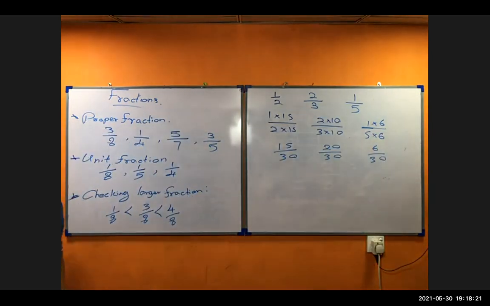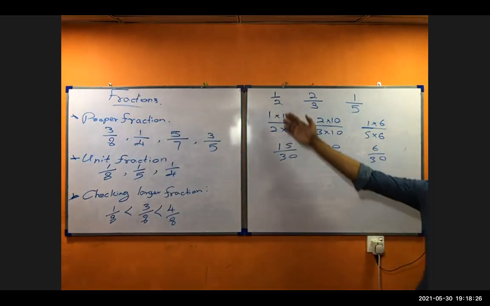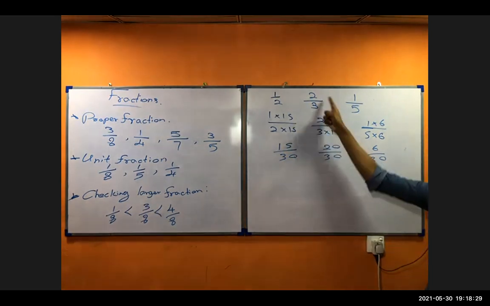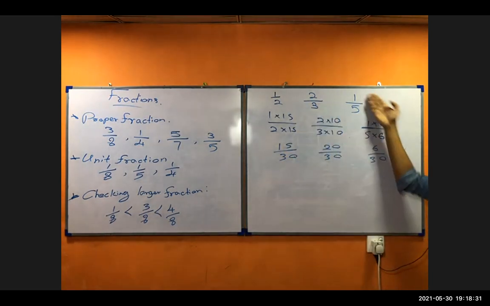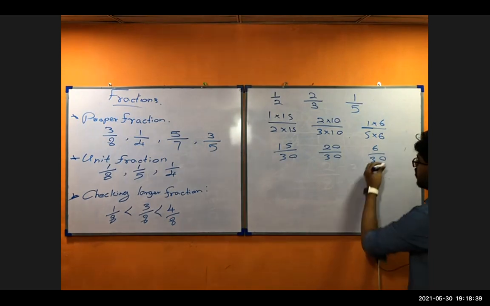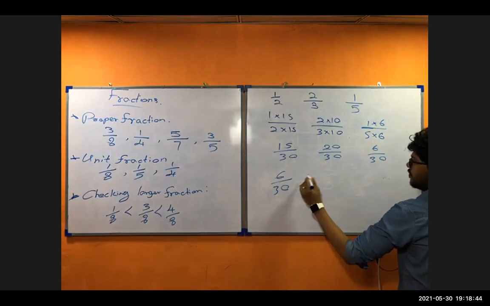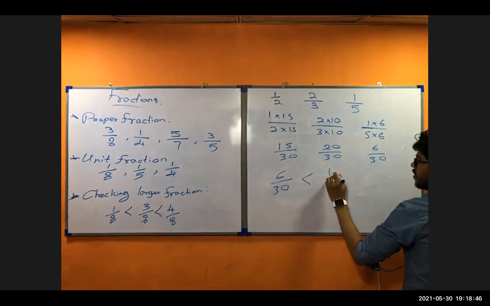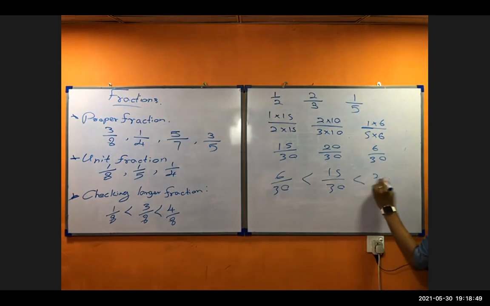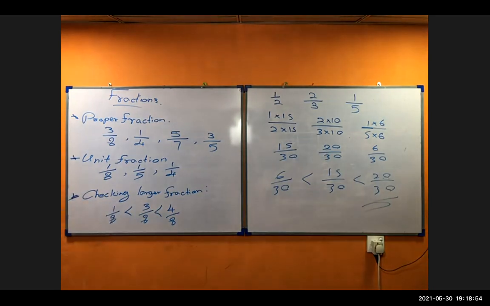Okay. So here you can see half means 15 over 30, 2/3 means 20 over 30, and 1/5 means 6 over 30. So now we have the same denominator, we can find which one is larger. So basically, this is the smallest, 6 over 30, and then we have 15 over 30, and then we have 20 over 30. So that's how to find which one is larger when the denominators are different.